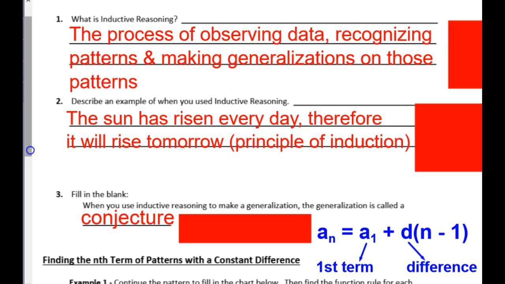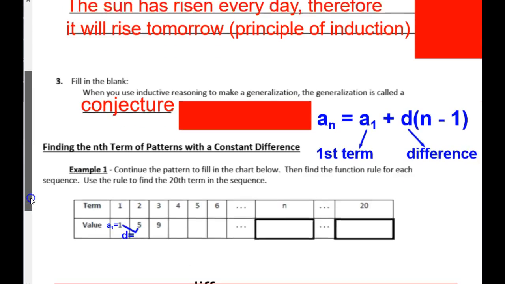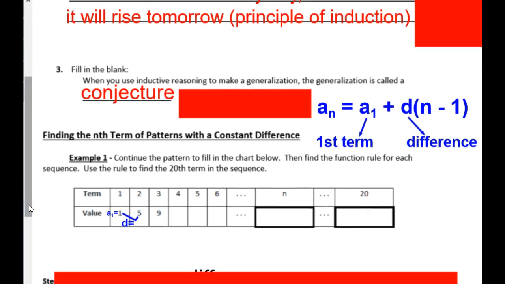So yes, I do want y'all to write this blue part right here. This is our formula we're going to use today for this inductive reasoning. Yes, please write down the blue right here. Write this down. Because we're going to need that to find the nth term of patterns with a constant difference. Okay, so everyone's writing down the blue.